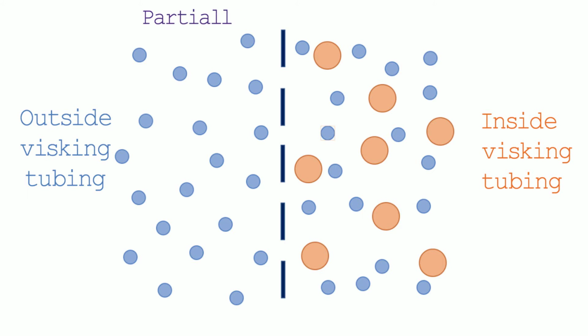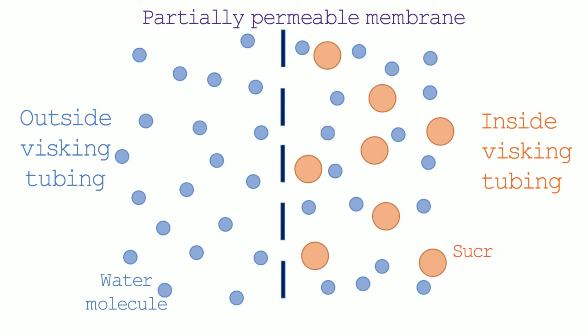Here we have a partially permeable membrane. The sucrose molecules are too large to pass through the partially permeable membrane, but the water molecules are small enough and are able to pass through the membrane in either direction. The water molecules are able to pass from outside the Visking tubing to inside the Visking tubing, and from inside the Visking tubing to outside the Visking tubing.